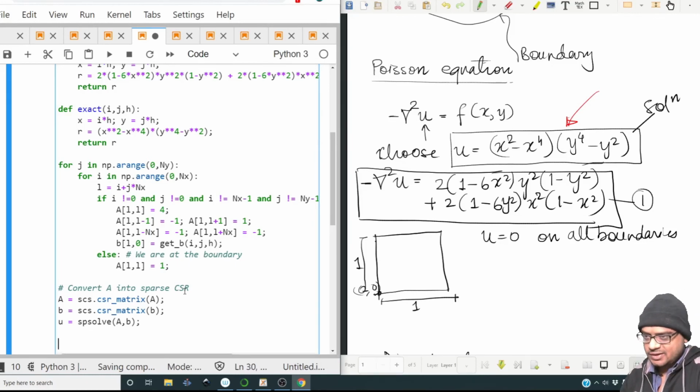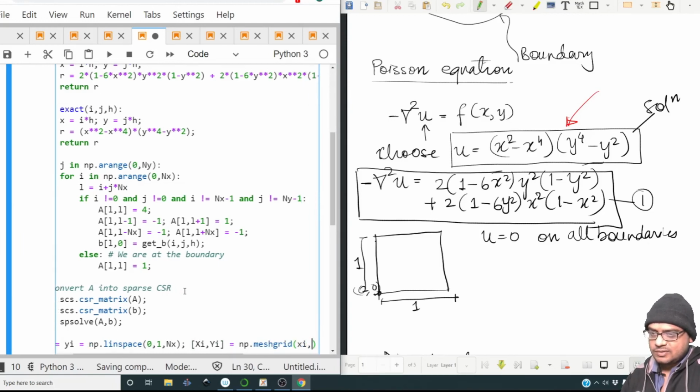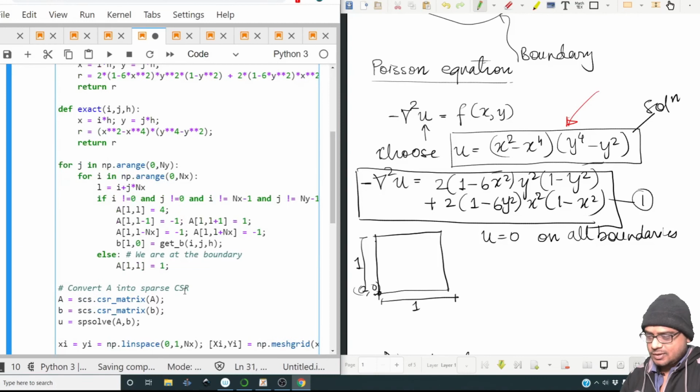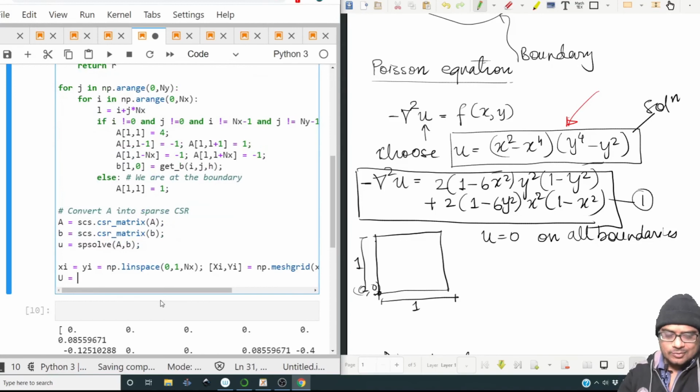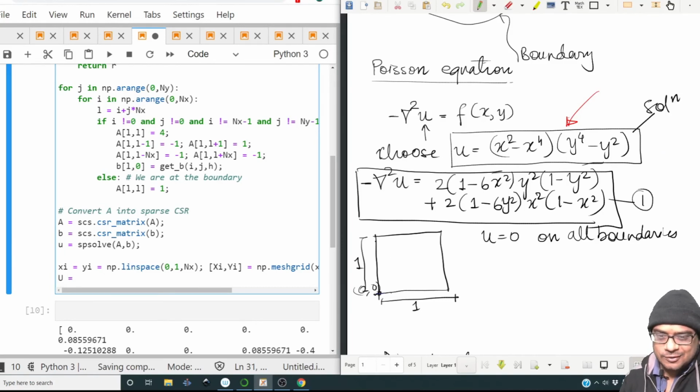Okay, let me define xi and yi as linspace 0 to 1 having nx size. Alright, so now xi comma yi will be np dot meshgrid xi comma yi. Now what I will do is I will reshape the solution u. So remember, a is now a linear index, so if I were to traverse that particular linear index, I would traverse something like this.